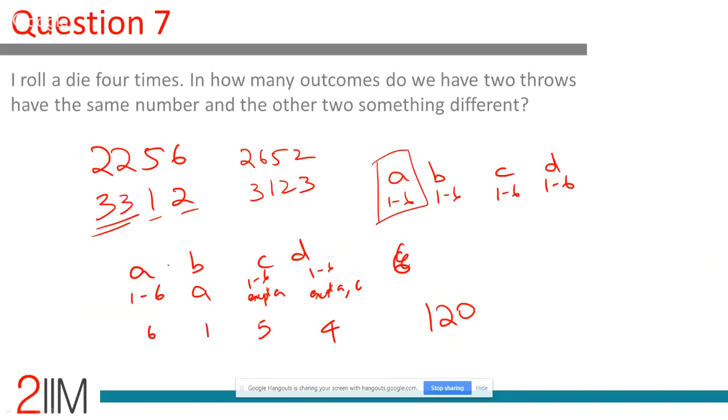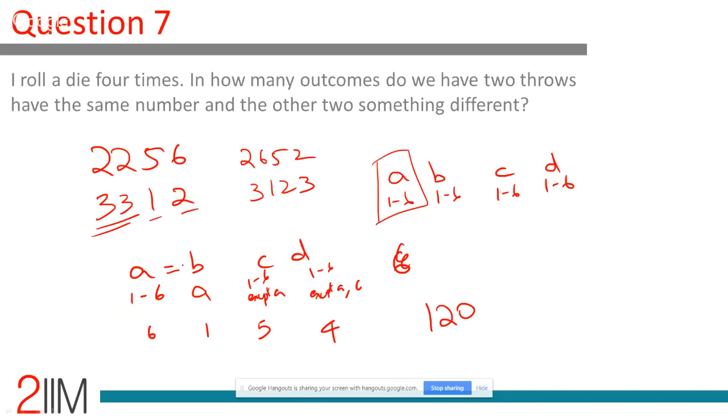This is a scenario where A and B are same, C, B are different, something else. You could have a scenario where A and C are same, B and D are different from A and C. And A and D being same, B, C different. B, C same, B, D same, C, D same. And we can account for all of them.